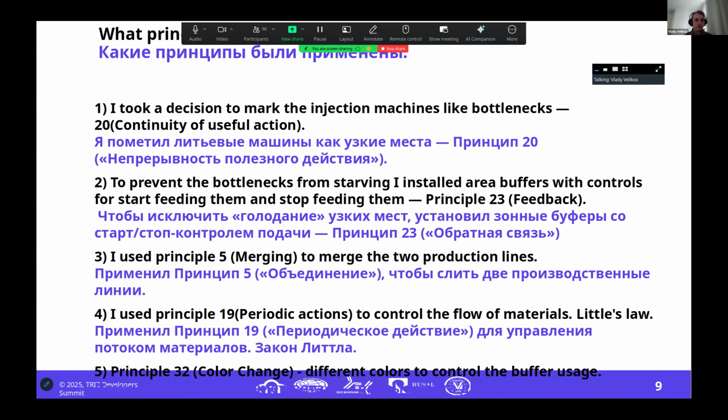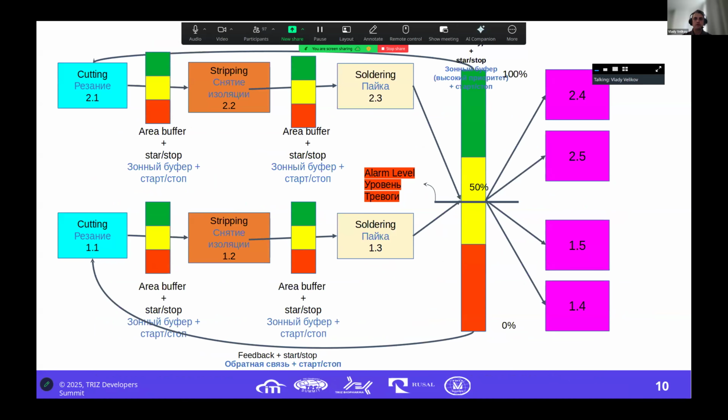Number 4, I use principle 19, which is periodic actions, and I start to control the flow of materials, which I said is like impulse feeding with materials. And 5, I use principle 32, color change. So I put different colors on the different levels of the buffer. So let me show you the solution.